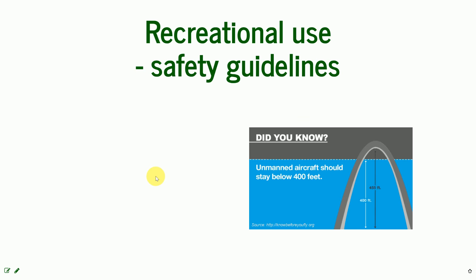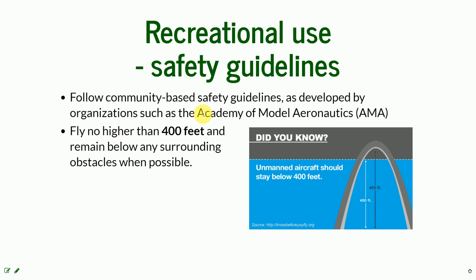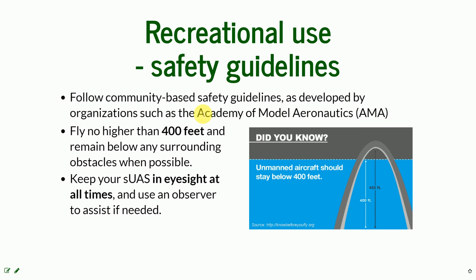Recreational use of UAS has some safety guidelines. It is mostly based on community-based safety guidelines developed by the Academy of Model Aeronautics. This is the body that was created for the modelers, so the rules for model airplanes that have been in use for years and years can now be applied to the UAS. The safety guidelines are to fly no higher than 400 feet and remain below surrounding obstacles when possible. Also keep the UAS in eyesight at all times and use an observer if needed.